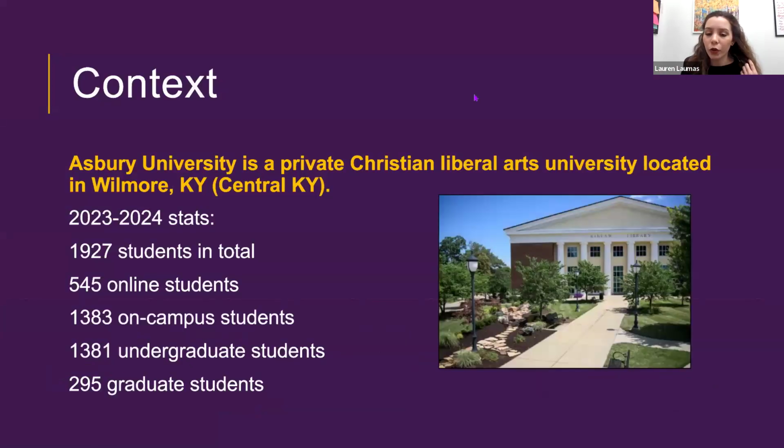And just to give you a little bit of context of where I work at Asbury University. It's a private Christian liberal arts university. We have about 1,900 students, which is kind of big for us, actually. But about 500 or so are online. Most of them are in person, about 1,300. And most of them are undergraduates. We only have about 300 graduate students.